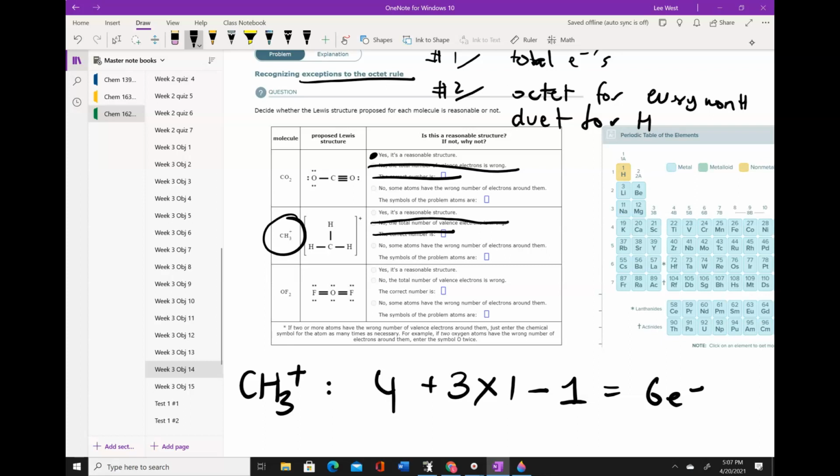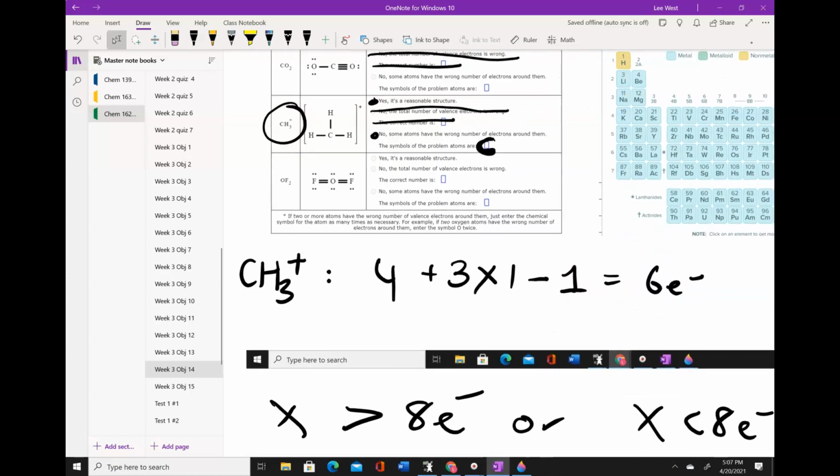It is a reasonable structure for the formula that we're given, but some atoms also do have an octet exception. So I don't really quite know how to answer this. I think it would be very important to put an explanation here. What I'm going to say is it is a reasonable structure, but also some atoms, in particular the carbon in the middle there, don't have an octet. So that one's really, really tricky. Okay, what about the last one?